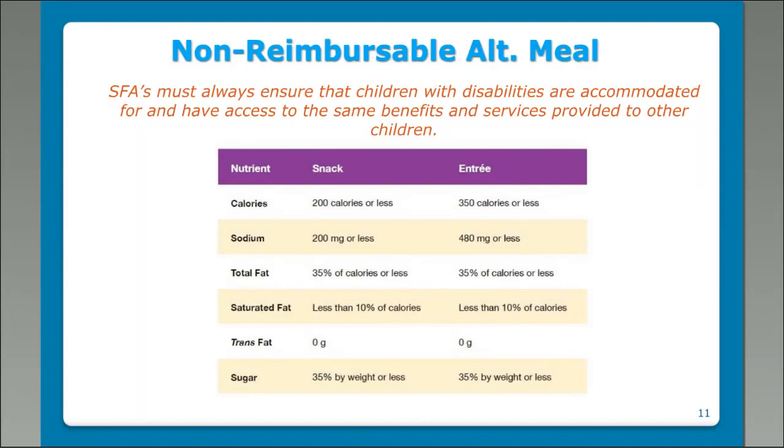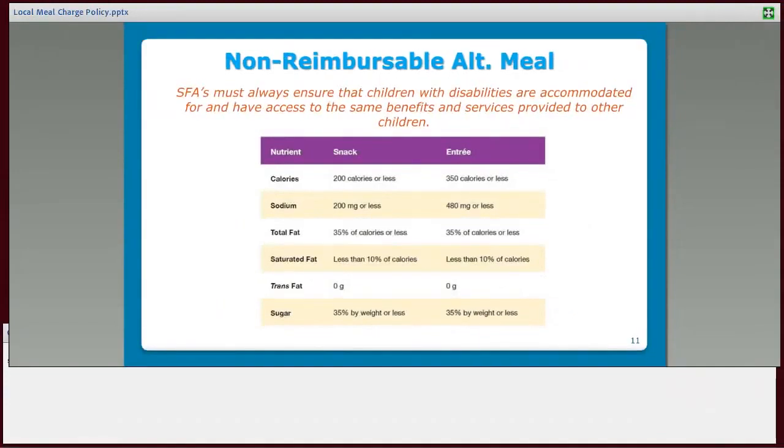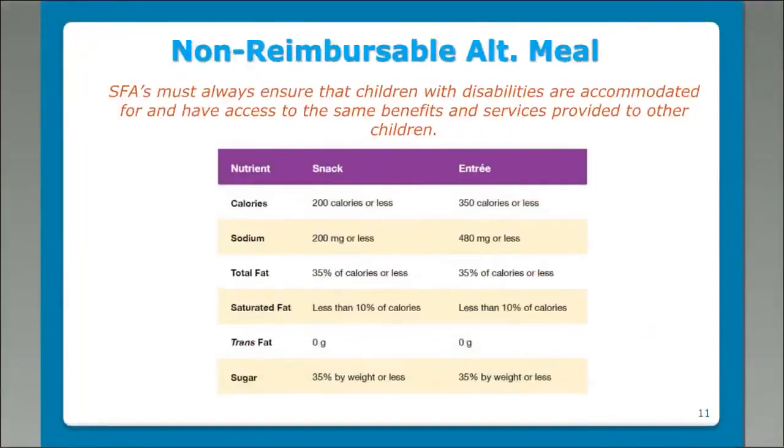Now let's talk about non-reimbursable alternate meals. If a student is charged for a non-reimbursable alternate meal, the meal is subject to Smart Snack guidelines. If the student is provided a non-reimbursable alternate meal at no charge, this cost must be recovered by non-federal funds to the school food authority. Non-reimbursable alternate meals are not considered program food or cost, so it's subject to revenue from non-program food guidelines. And under all circumstances, reimbursable or non-reimbursable alternate meals, the SFA must ensure that children with disabilities are always accommodated.